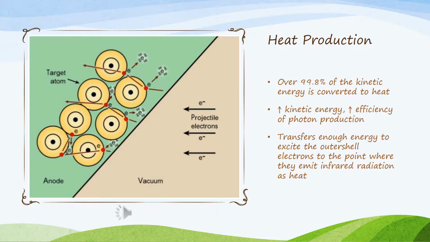Over 99.8% of kinetic energy is converted to heat. Increasing kinetic energy increases the efficiency of photon production. Because they have such high kinetic energy, incident electrons seldom transfer enough energy to the outer shells of target atoms to cause ionization. Instead, they transfer enough energy to excite the outer shell electrons to the point where they emit infrared radiation as heat.